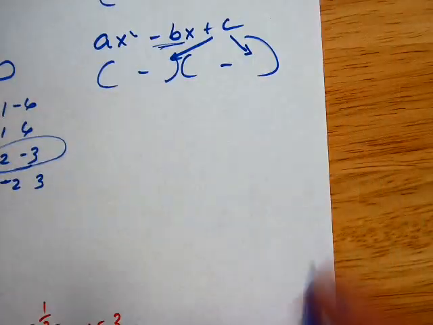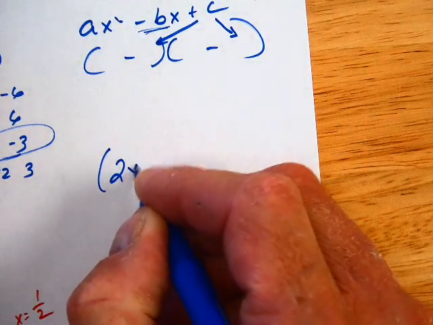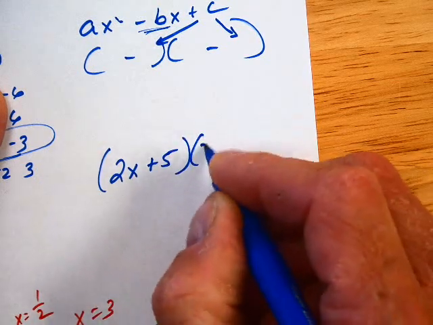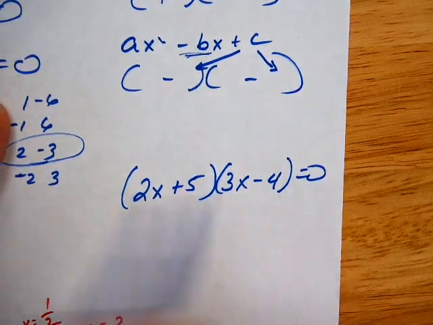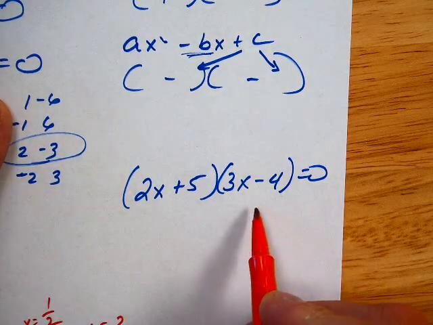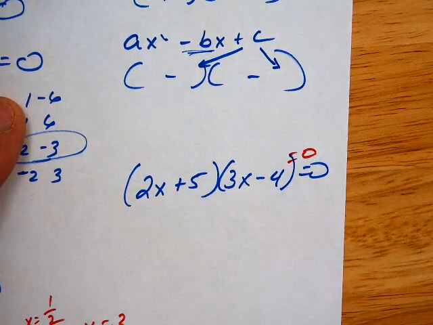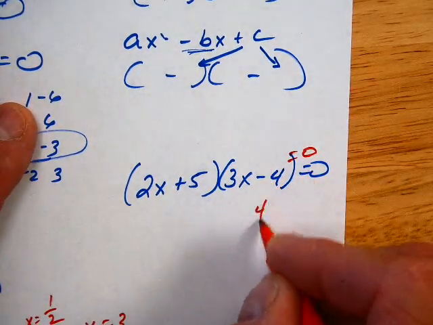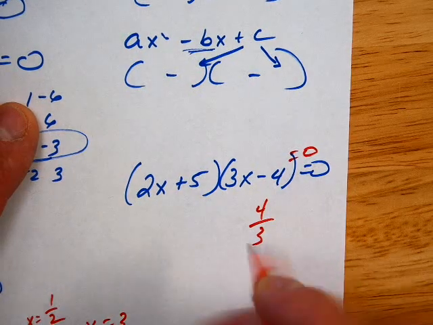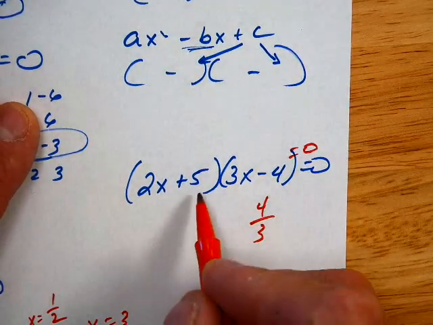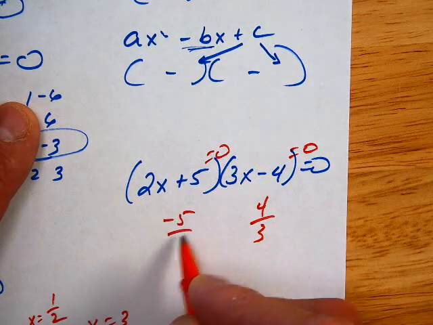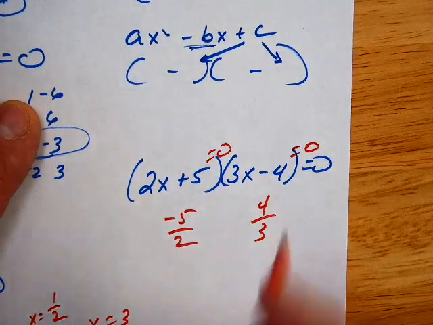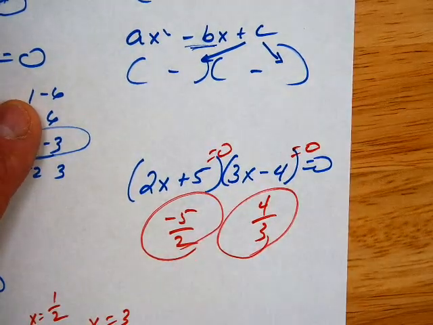Okay, so let's do something else here, just on a little different vein. What if I had 2x plus 5 and 3x minus 4? What would my solution be from this part right here? Think about it. If you had set it equal to 0, what would you have to do first? You have to add 4 and then divide by 3. What about this one? If you set that equal to 0, subtract 5, divide by 2. There's my two solutions. Okay?